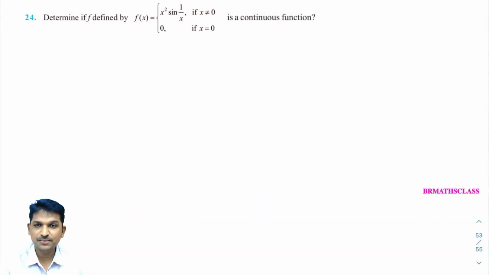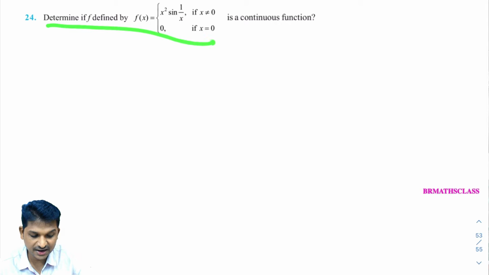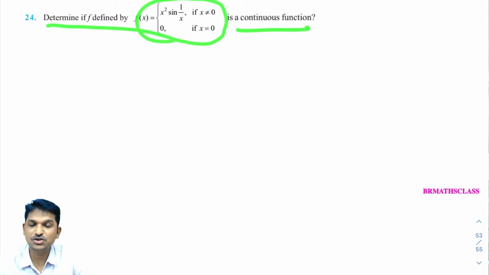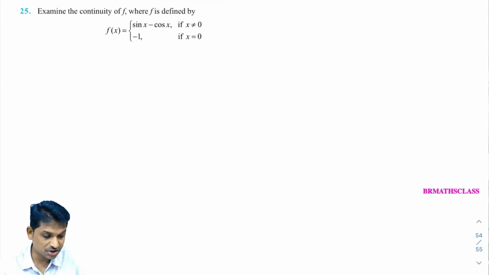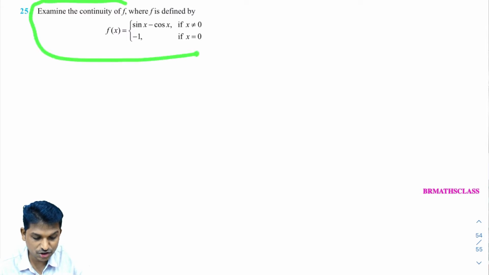You observe this one. In this class, we will do three problems. You observe this question number 21. Determine whether this function is a continuous function. We need to determine that. Okay. Next, question number 25. You observe. Examine the continuity of the function. We need to check whether this is continuous or whether there is any point of discontinuity.